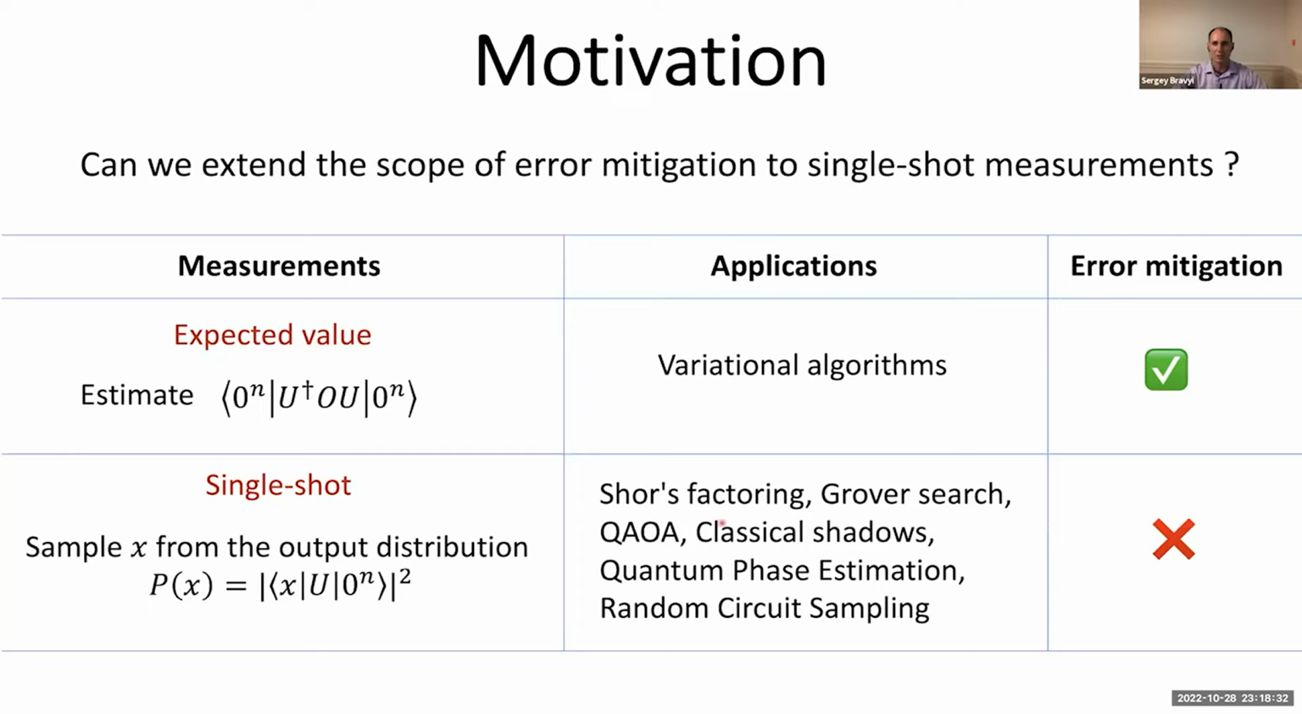But most textbook algorithms like Shor's factoring or quantum phase estimation require single shot measurements. This means that each time we implement the circuit, we want to get a sample from the output probability distribution. And almost all error mitigation methods apply only to expected value measurements. And this is a shortcoming that we would like to address.